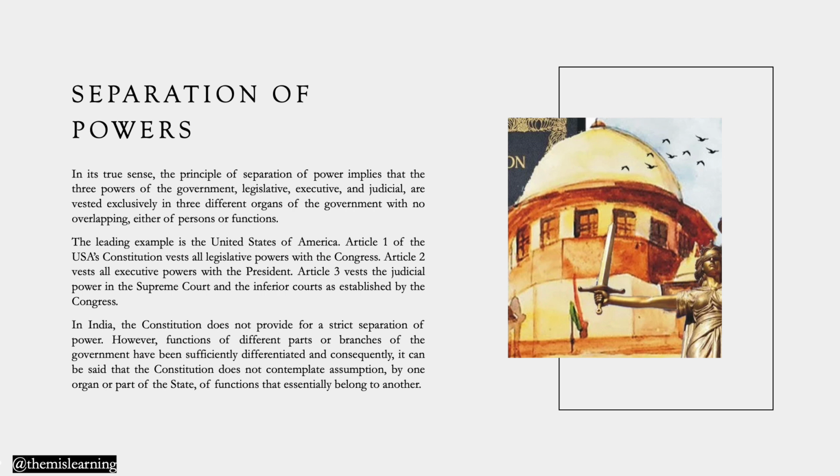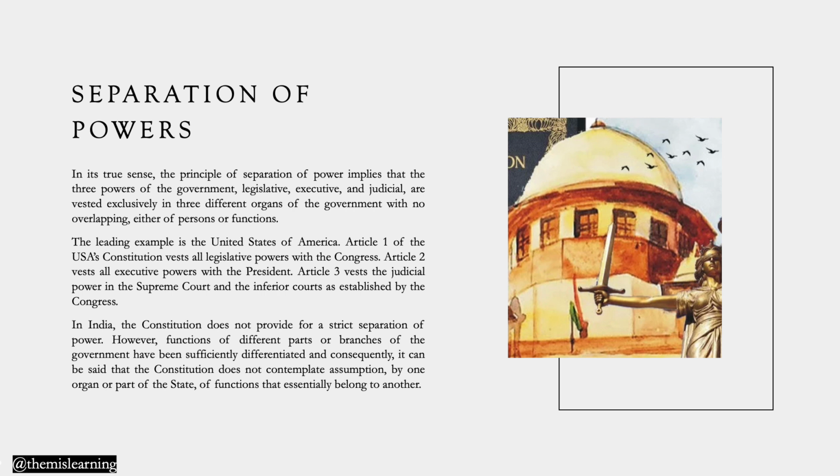Article 1 of the USA's Constitution vests all legislative powers with the Congress. Article 2 vests all executive power with the President. Article 3 vests the judicial power in the Supreme Court and the inferior courts as established by the Congress.